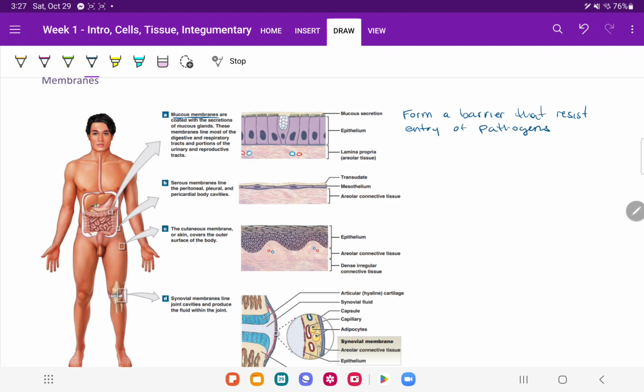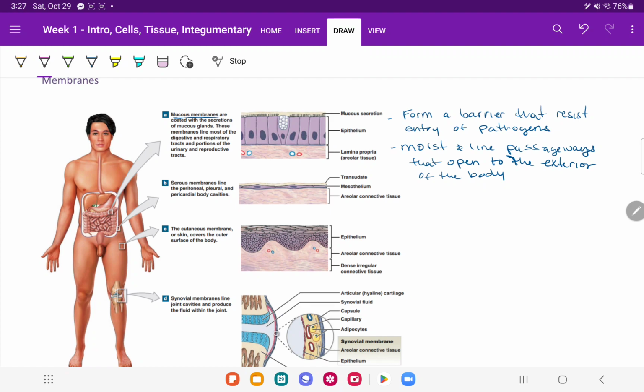And again, mucous membranes are going to be moist and they line passageways that open to the exterior of the body.